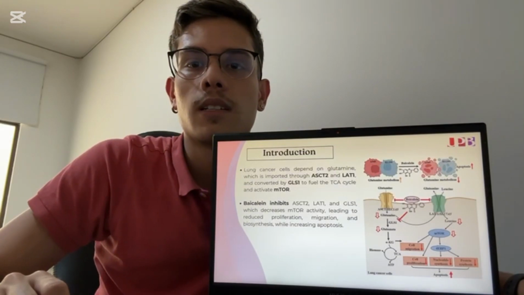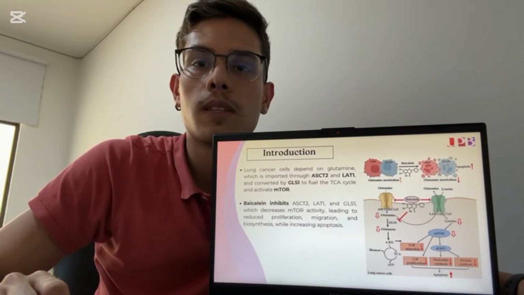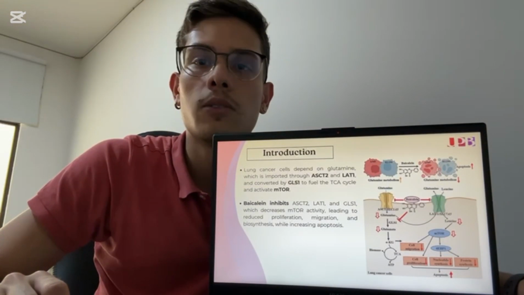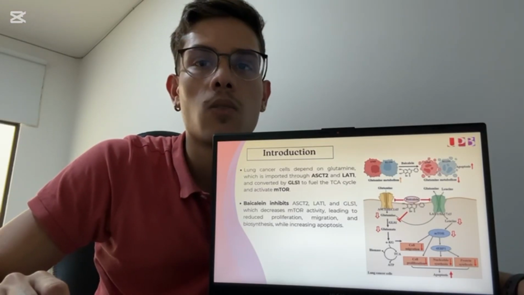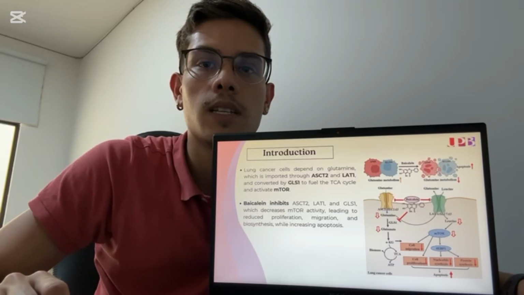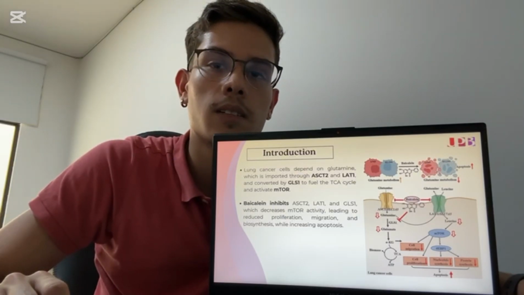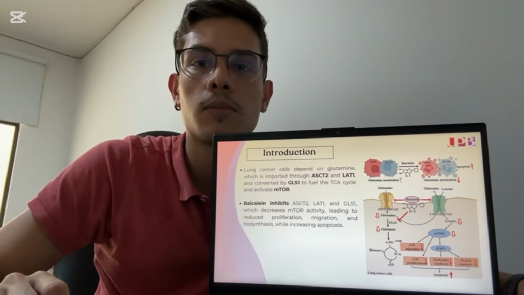Non-small cell lung cancer cells are addicted to glutamine metabolism. They bring glutamine and leucine inside through transporters ASCT2 and LAT1. Once inside, glutamine is converted by GLS1 to feed the energy cycle, while leucine helps to turn on mTOR, which drives growth and blocks cell death.